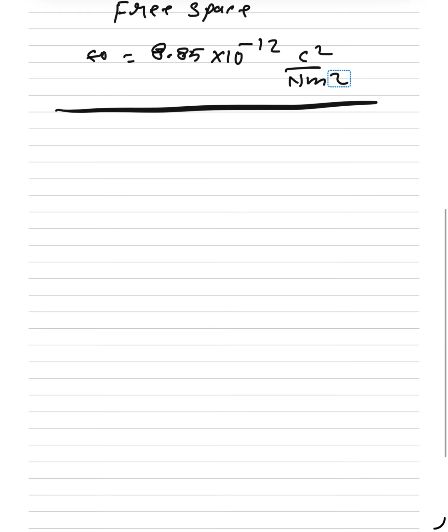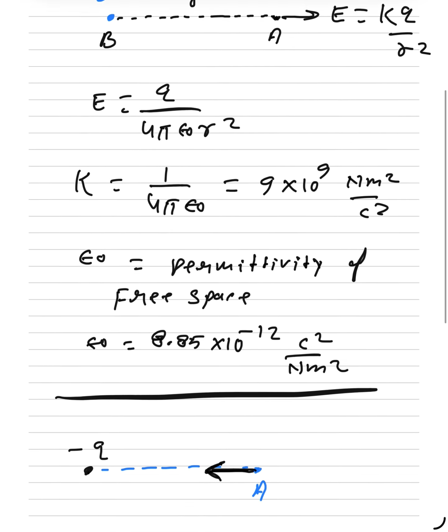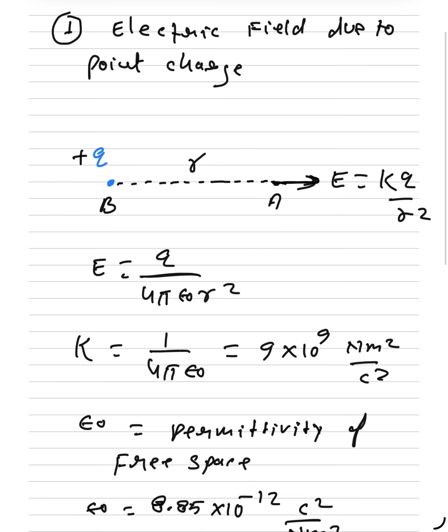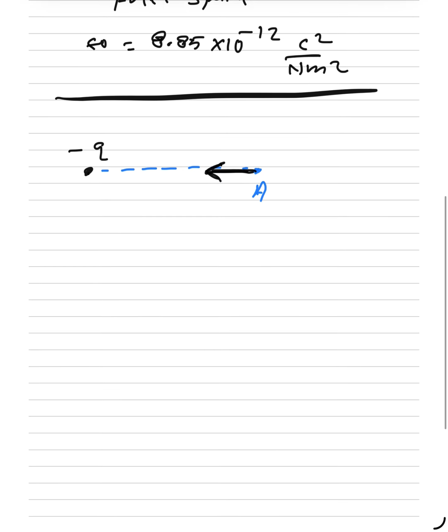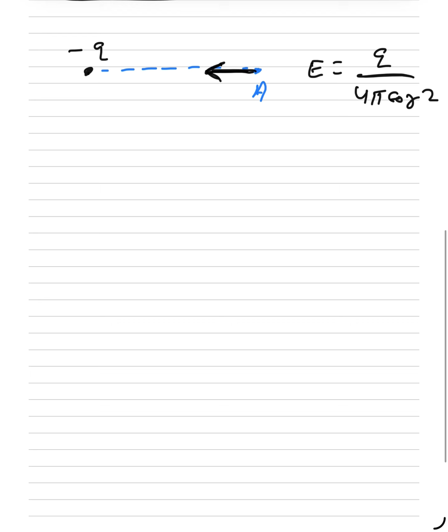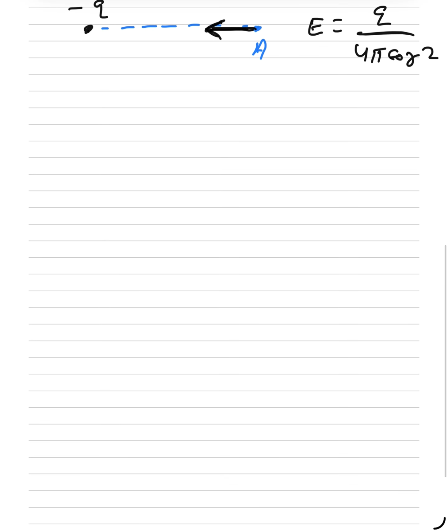But suppose we have the electric field due to a negative point charge, and we find the electric field at this point. The magnitude of the electric field is the same, but the direction is inward. Here the direction is outward and here inward, because this one is positively charged and this one is negatively charged, and the value of the electric field is the same, q divided by 4 pi epsilon naught r square. This is the basic logic about the electric field due to a point charge.